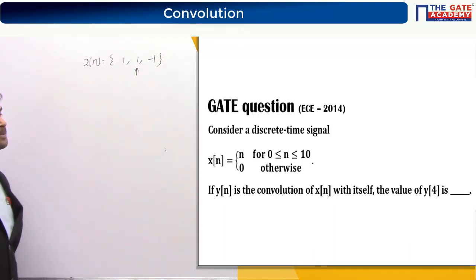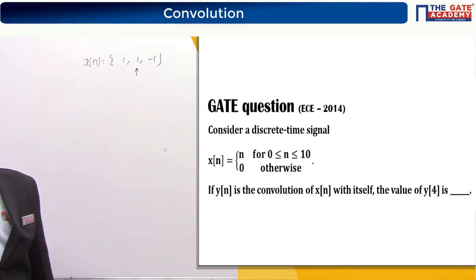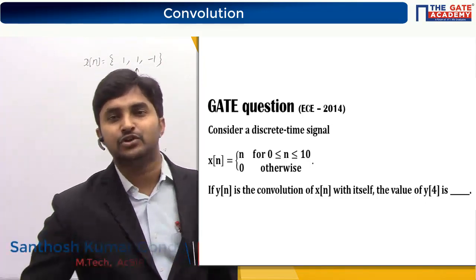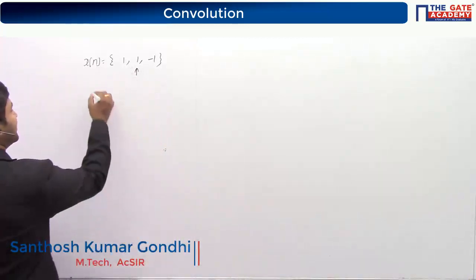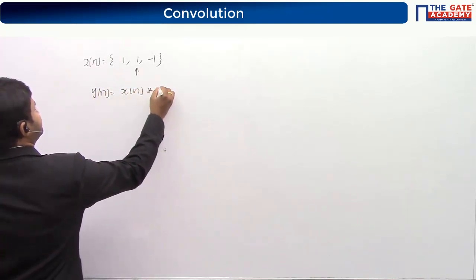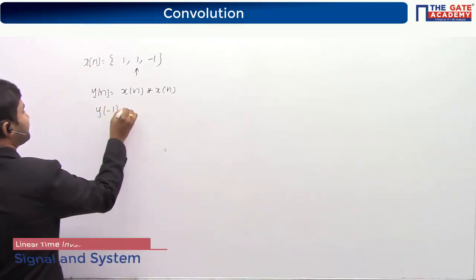So from the graphical representation of the question which is given here, the x of n is given, and it is given that y of n is nothing but the convolution of x of n with itself, right? So y of n is x of n with itself. The question is to find the value of y of minus 1.